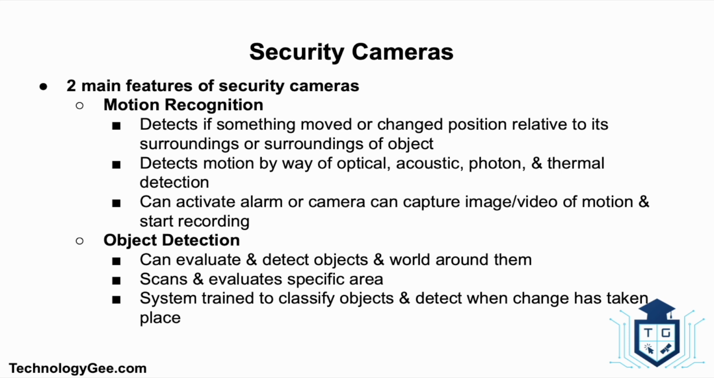Motion recognition cameras can detect motion by way of optical, acoustic, photon, and thermal detection. Once motion is detected, a signal can activate an alarm or a camera that can capture an image or video of the motion and start recording the event. Then you have object detection. So certain cameras and their systems can evaluate and detect objects and the world around them.